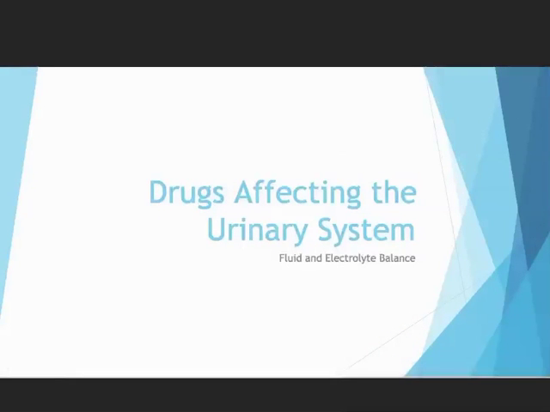So last but not least, we're going to talk about drugs affecting the urinary system, specifically fluid and electrolyte balance. Obviously we already know that the kidneys play a key role in the homeostasis of fluid and electrolyte balance. We also know that fluids play a key role in the cardiovascular system, directly influencing circulating fluid volume, which is a determinant of blood pressure and cardiac output. And we also know that electrolytes play a key role in the cardiac system, particularly when we talk about potassium. So our emphasis will be on there. We use fluid therapy for a number of reasons, and this lecture is really going to speak broadly to that and highlight some key points about fluid and electrolyte balance.